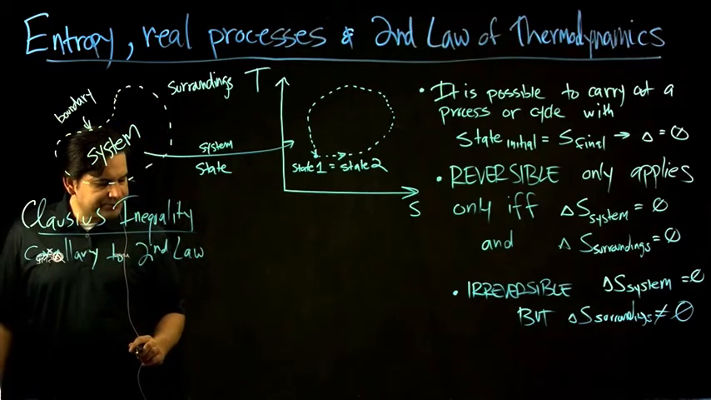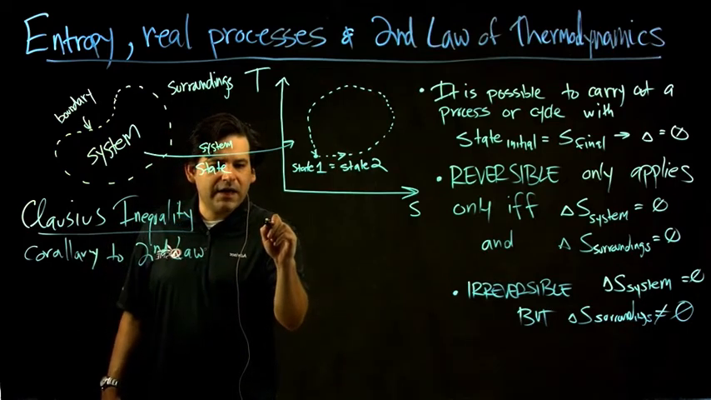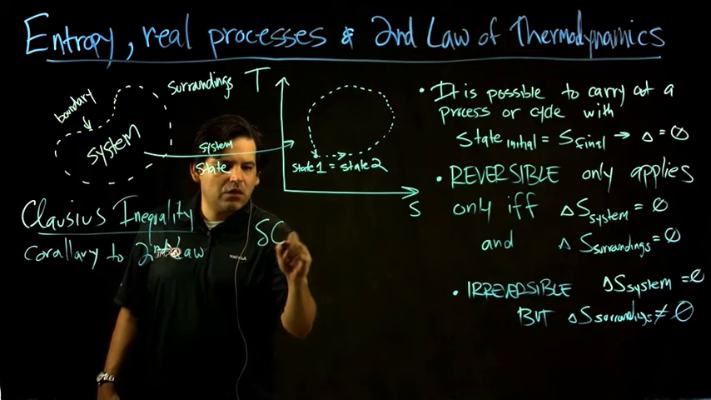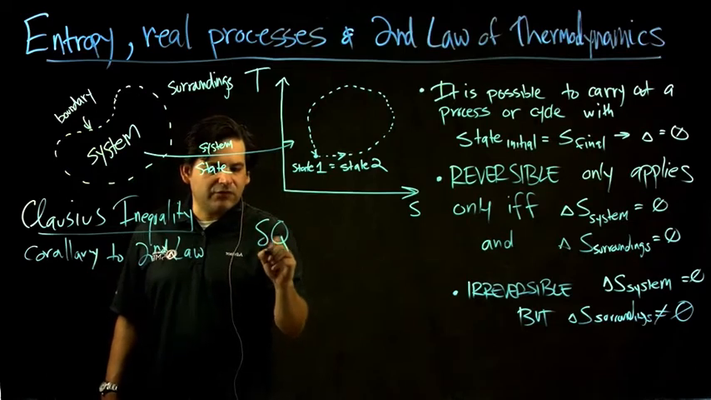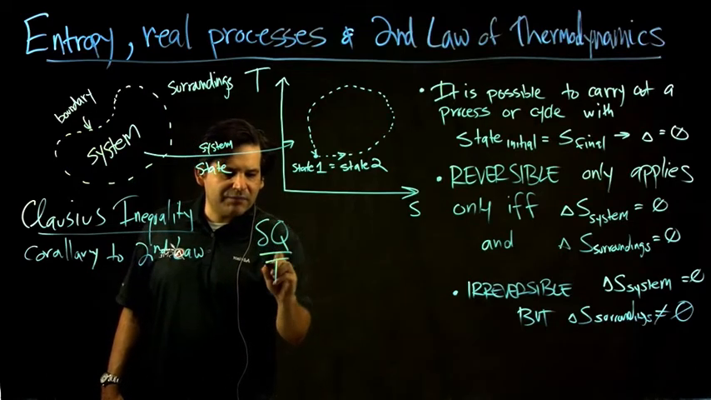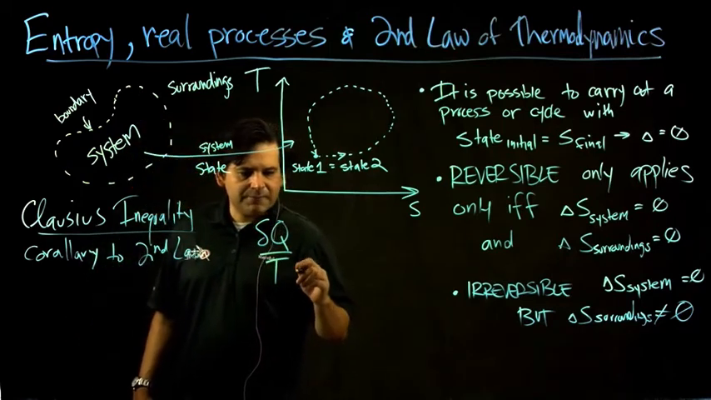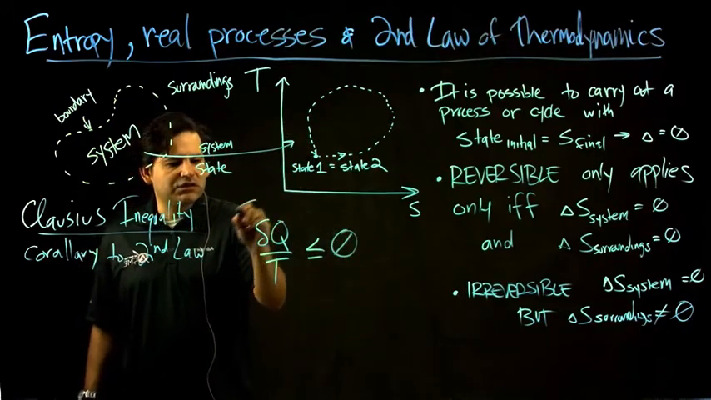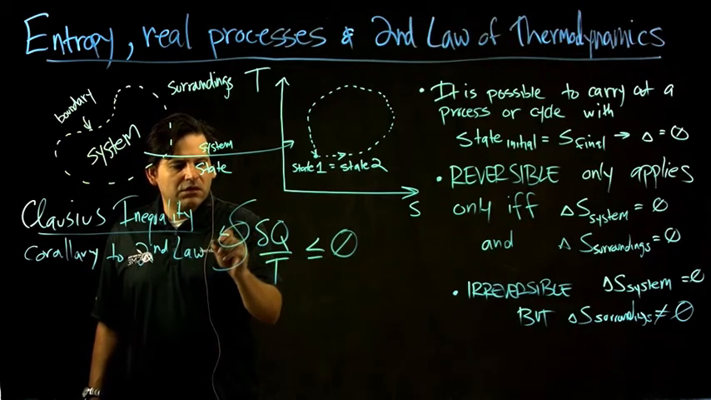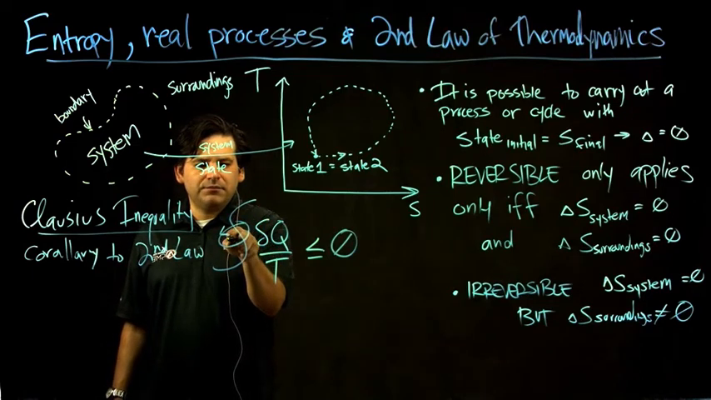What it says is that if you were to look at some cycle like this, where you took the heat transfer across all the different stages, this differential heat transfer, divided by the boundary temperature where this heat transfer occurs, you always have to have a value less than 0 across this whole cycle. So this integral is a path integral. This circle means a path integral. This arrow means you're across the whole cycle.